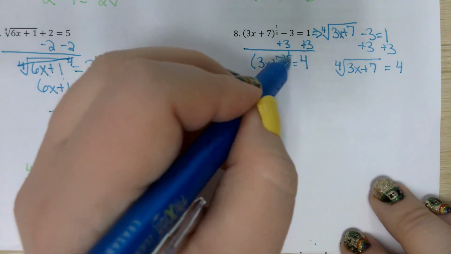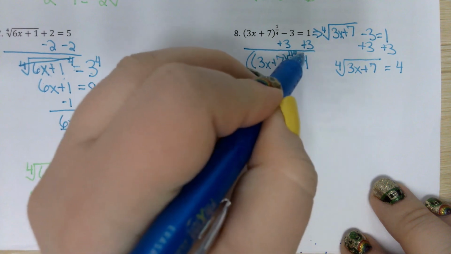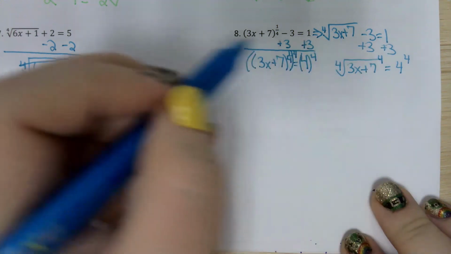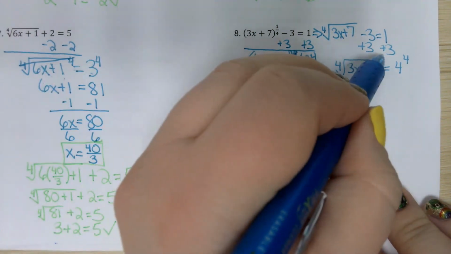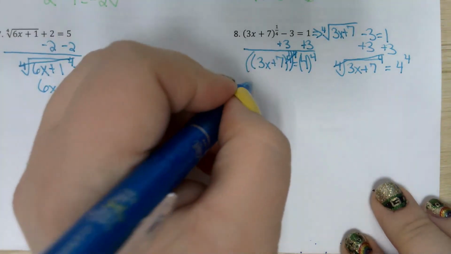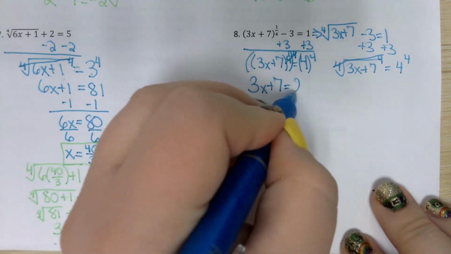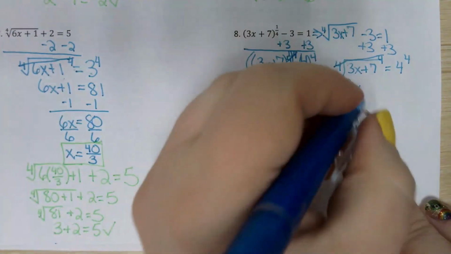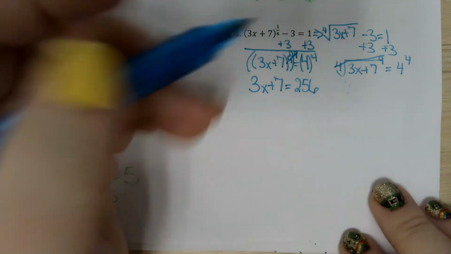We'll raise it to the denominator, which is the index. So raising it to the 4th power. That cancels the denominator when it's in rational form, or cancels the radical when it's in radical form. So it'll leave us with 3x plus 7 equals 256. No matter which way you actually write this, I don't need to write the next step here because they end up being the same.